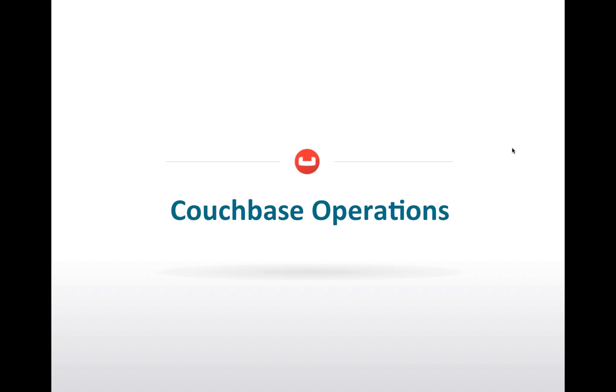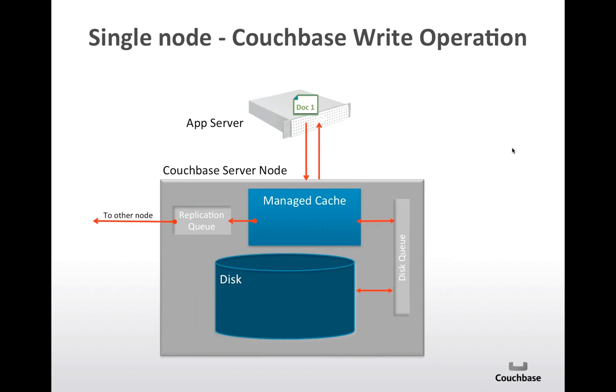So let's first start by looking at the operation within a single node. Keep in mind that each node is completely independent from one another when it comes to taking in and serving the data. Every operation is only between a single application server and a single Couchbase node. All operations are atomic and there is no blocking or locking done by the database itself.